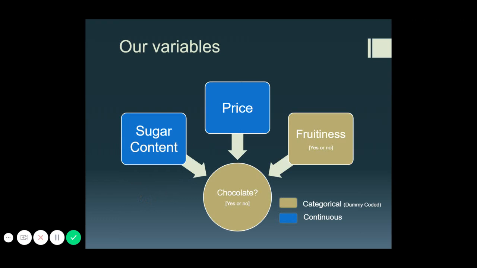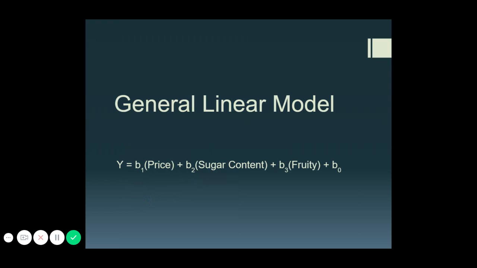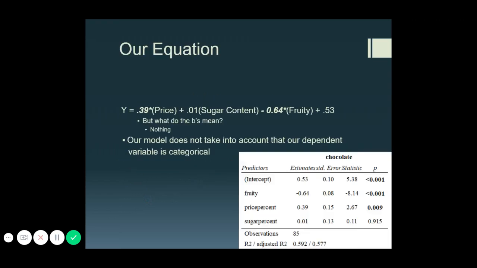All right, so now that we understand that, it's time to get to the actual model. First we have the general linear model. We see here that y, in this case chocolate, is equal to the b value for price, the b value for sugar content, and the b value for fruitiness, as well as the b value for the intercept. Looking at the output, we see that price is significant, as well as whether or not it is fruity. Price has a b-value of 0.39 and fruity has a negative b-value of 0.64, as well as an intercept of 0.53. All three of those are significant, so I'll talk about that in a second.